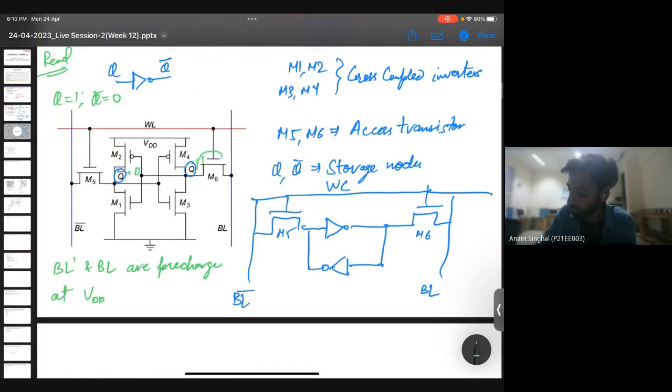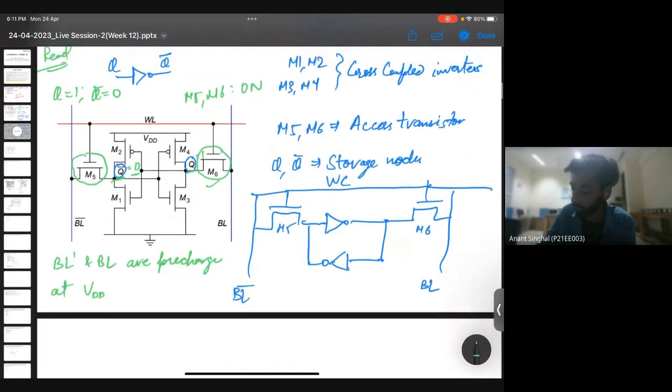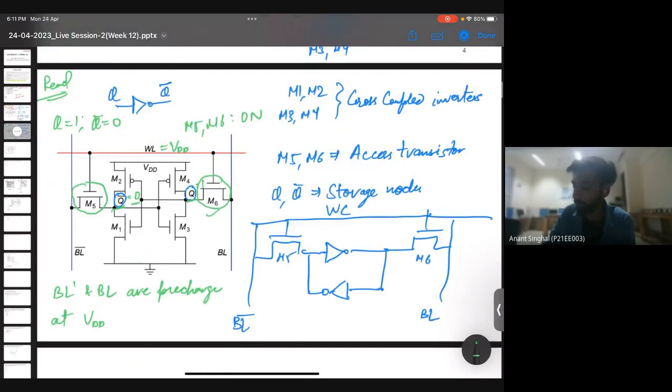Because we want these transistors to work now. If we precharge the bit line complement and bit line to VDD, these transistors M5 and M6 will get turned on. And once they are turned on, we will have access to this Q and Q bar state. So Q will get passed to the second inverter, and we will get a certain output which is 0. And also, the word line should also be VDD. So once they get turned on, we'll read that bit in the read operation.